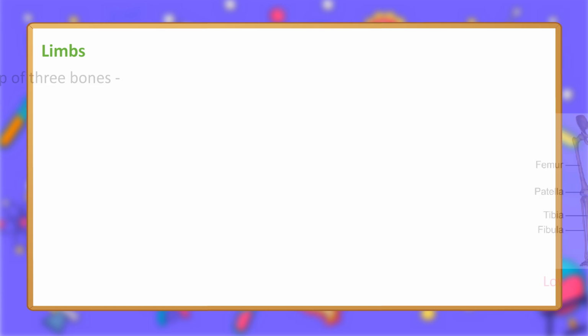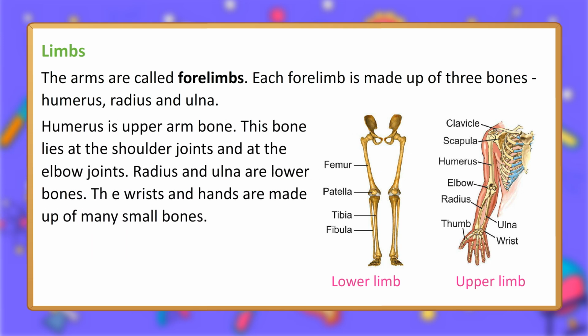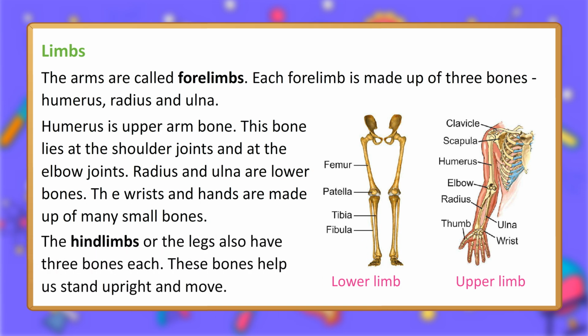Limbs. The arms are called forelimbs. Each limb is made up of 3 bones: humerus, radius and ulna. Humerus is the upper arm bone. This bone lies at the shoulder joint and at the elbow joint. Radius and ulna are lower bones. Wrists and hands are made up of many small bones.